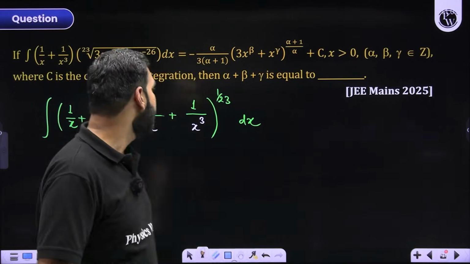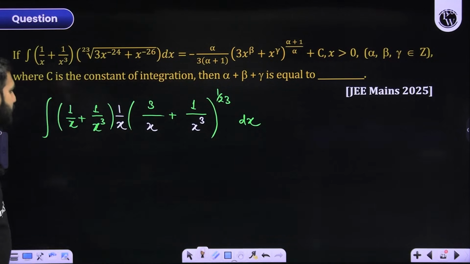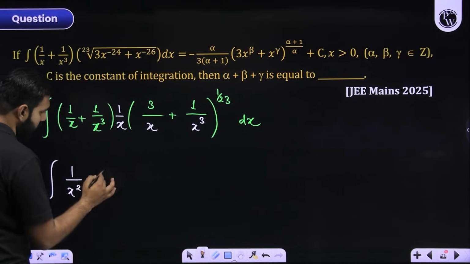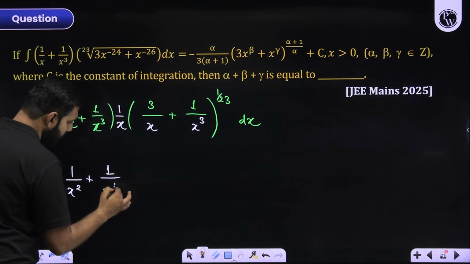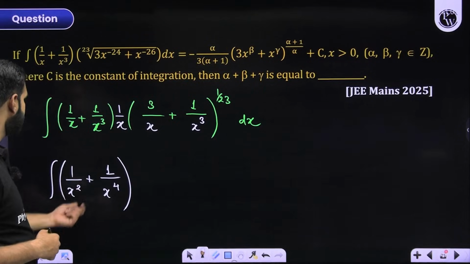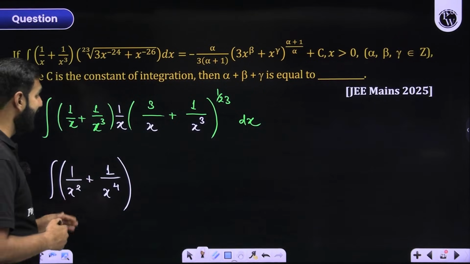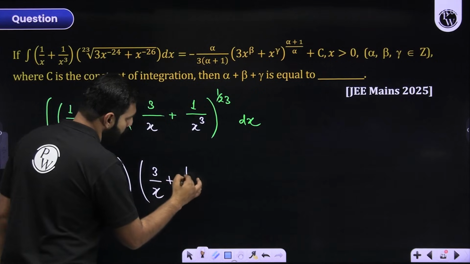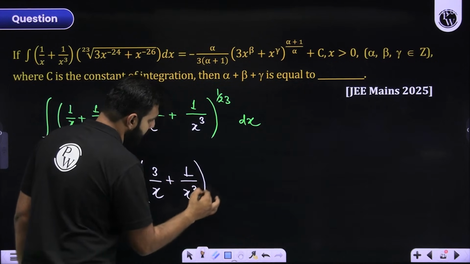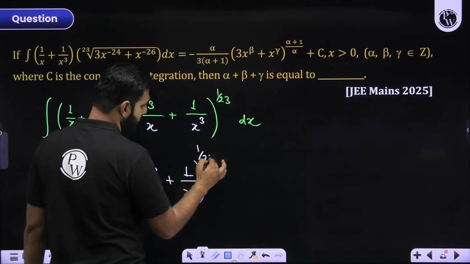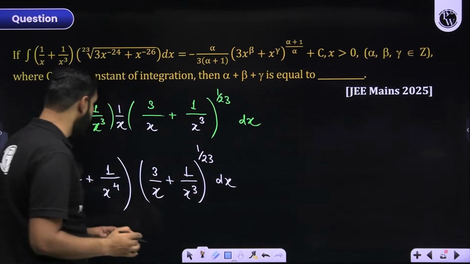Now, if I multiply this 1 by x with this expression, what do I get? I'll simply do it here. So 1 by x into x will leave me with 1 by x square, plus this will leave me with 1 by x to the power 4. I hope there is no confusion on that. And we are going great. 1 by x square plus 1 by x to the power 4. And there you're left with 3 by x plus 1 by x cube dx. Of course, 1 by x cube whole raised to the power 1 by 23 dx. I hope there is no confusion on that.